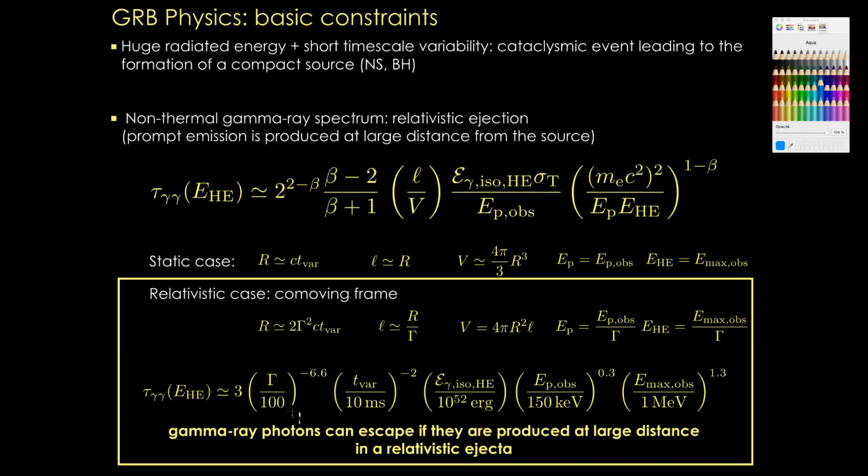Here I have finished the main argument for the gamma-gamma annihilation. I have shown that if the Lorentz factor is high, the source becomes transparent for the gamma-gamma reaction and high energy photons can escape. But this calculation is entirely based on this estimate of the size of the emission region. So it's important to demonstrate this result.